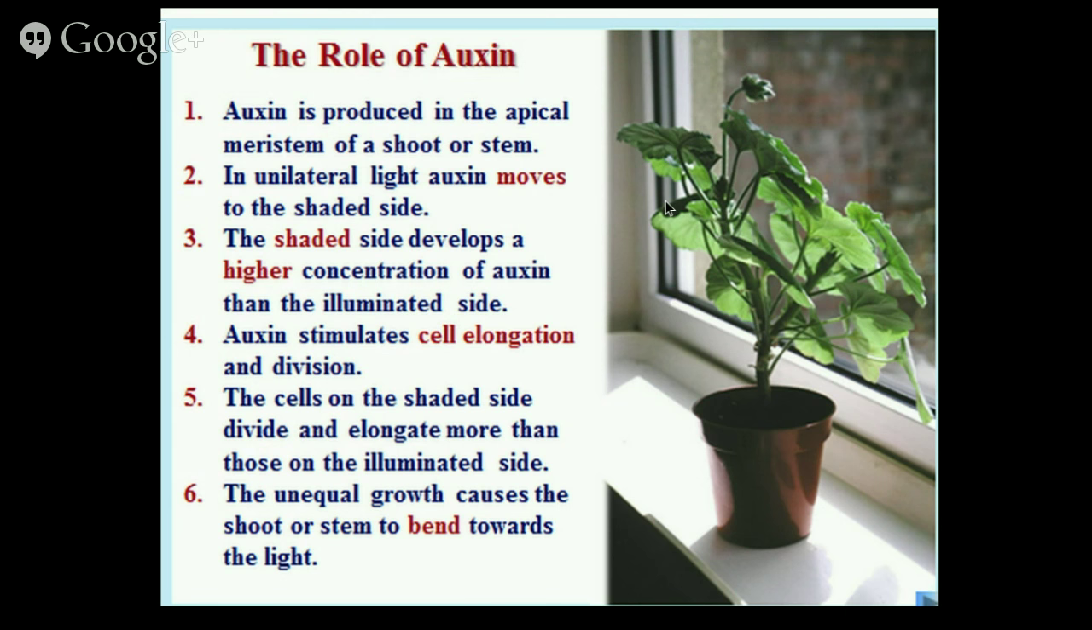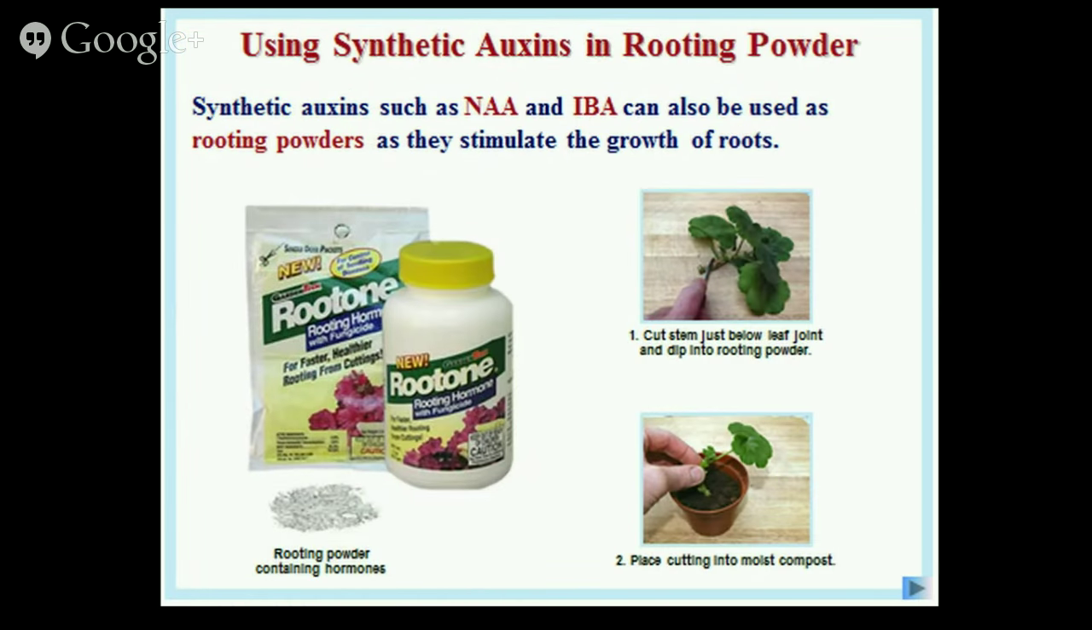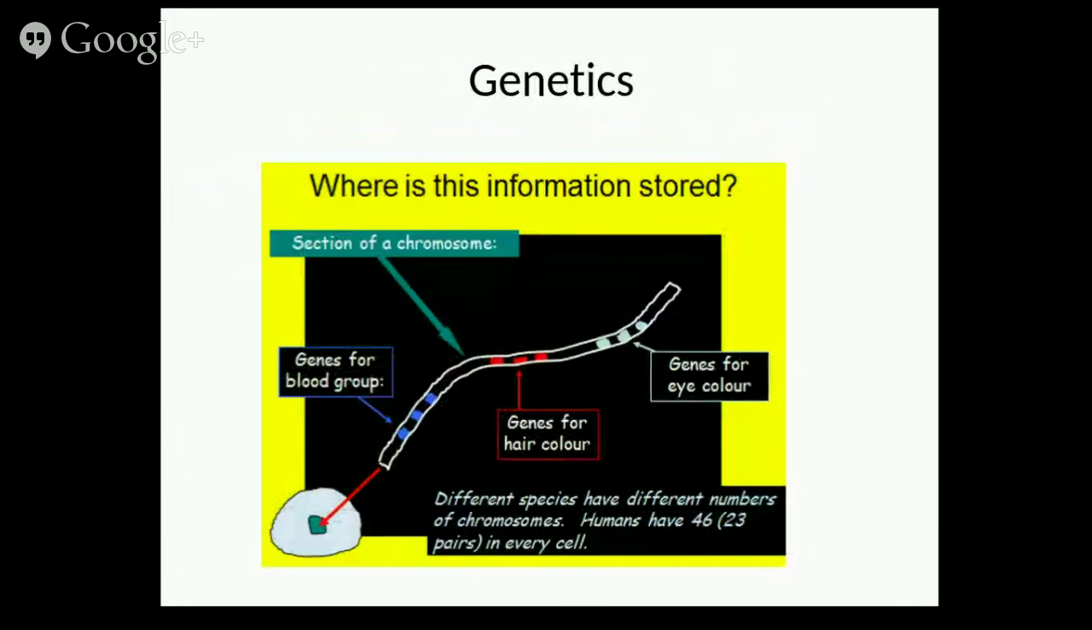Now that's called phototropism. Photo means light, tropism means growing towards. Whereas geotropism means the roots growing towards the earth. Now there's some information here on using auxins in weed killers, but like I say, this sort of stuff will come up in your exam questions, and I'll explain what they want you to do with that.